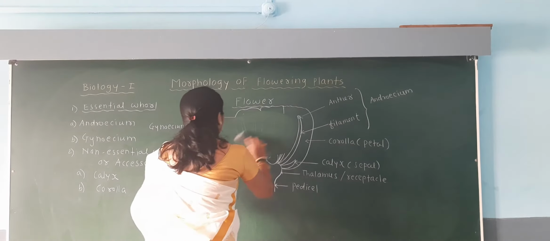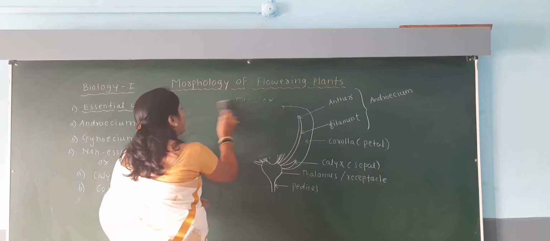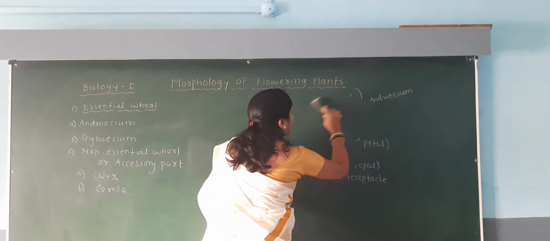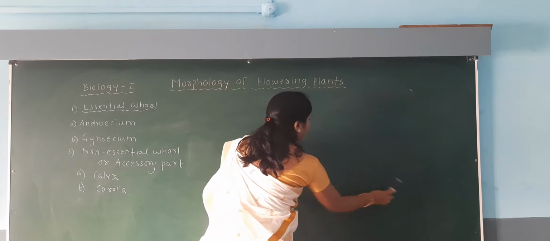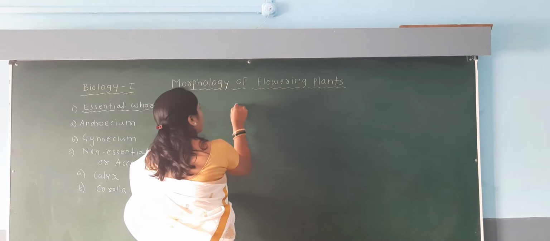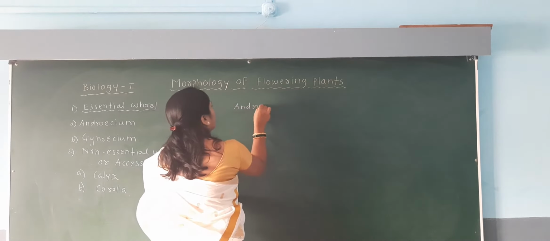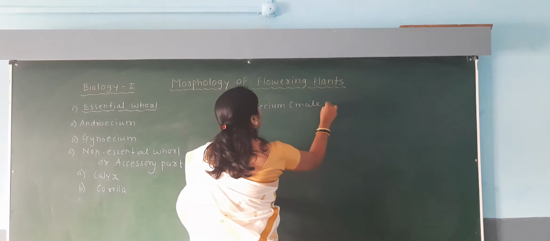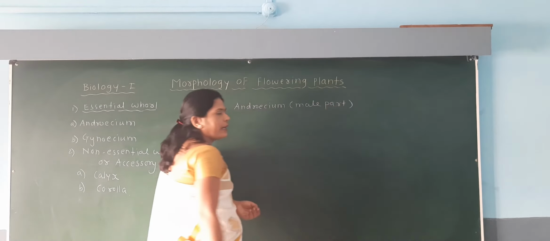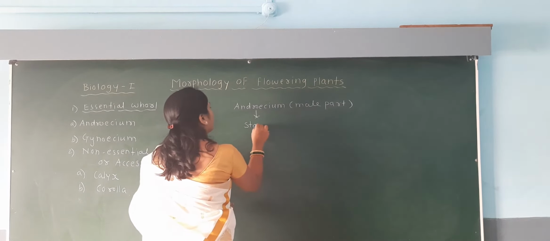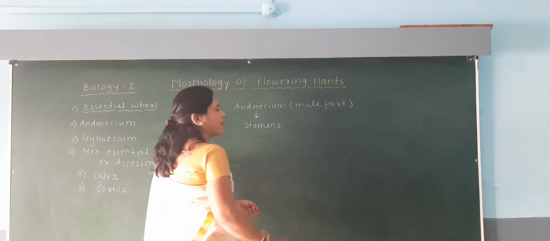So here we'll see the androecium part and the gynoecium part of the flower. Okay, so androecium is the male part of the flower. These androecia are made up of stamens.